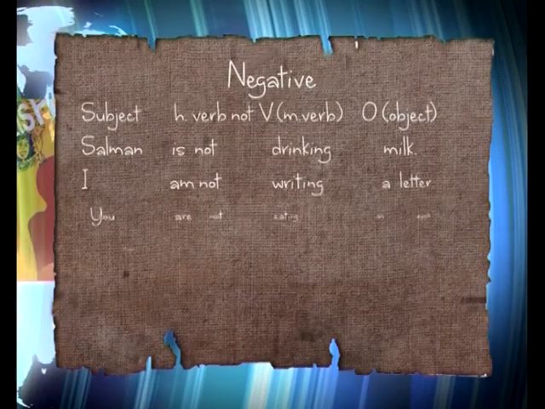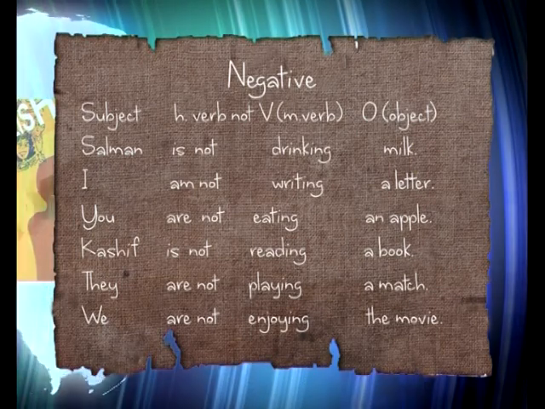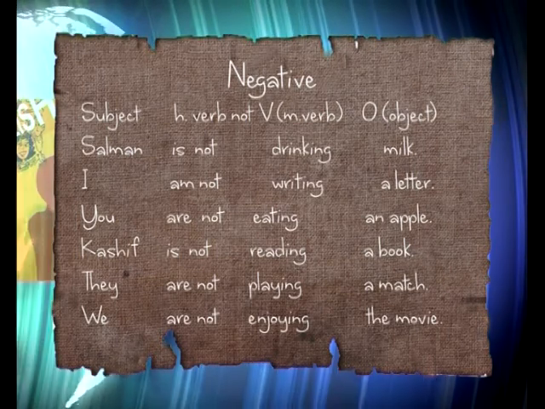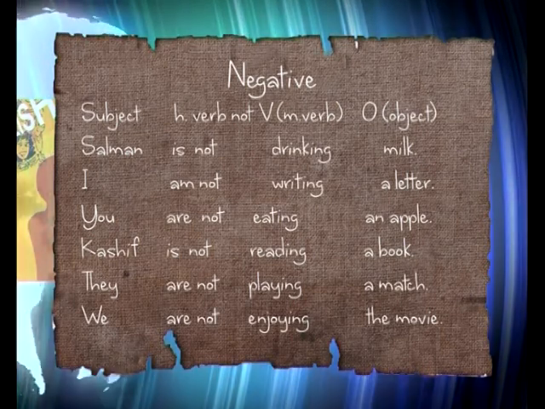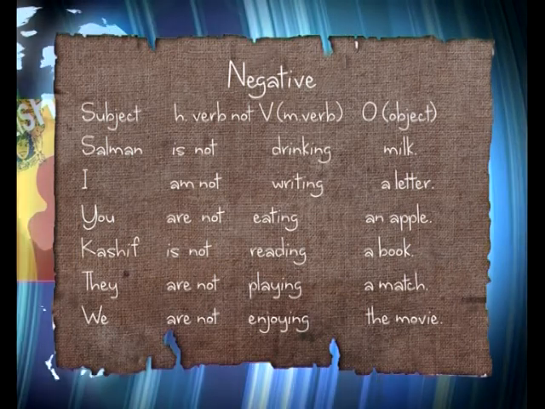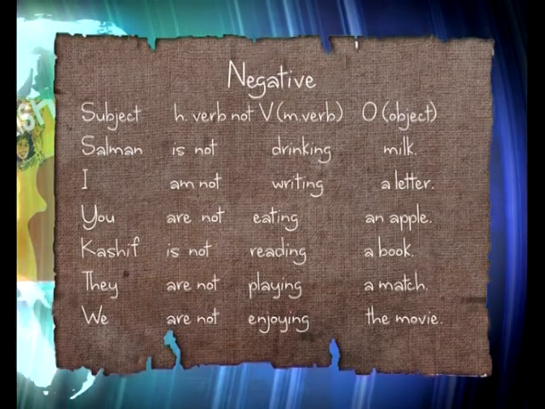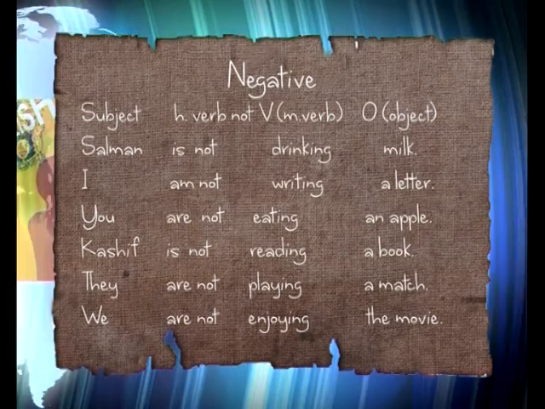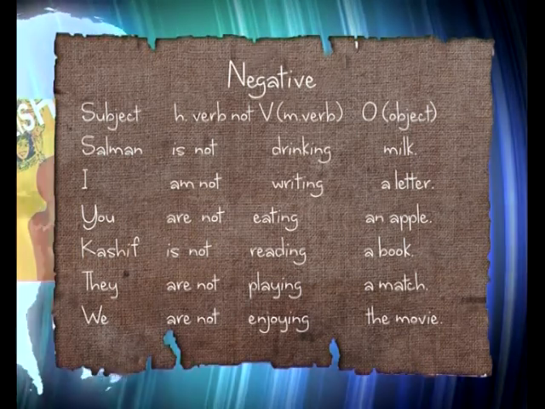So, we'll move to the third concept, that is negative. Subject in the beginning. Helping verb must be there with not. Right. Plus main verb and then object. For example, Salman is not drinking milk. I am not writing a letter. You are not eating an apple. Kashif is not reading a book. You can see the verb is in the same form, ing form added to base form. Right. Object is there and subject is there. The only thing that is being added here is not. They are not playing a match. We are not enjoying the movie. Right. So that's very easy.